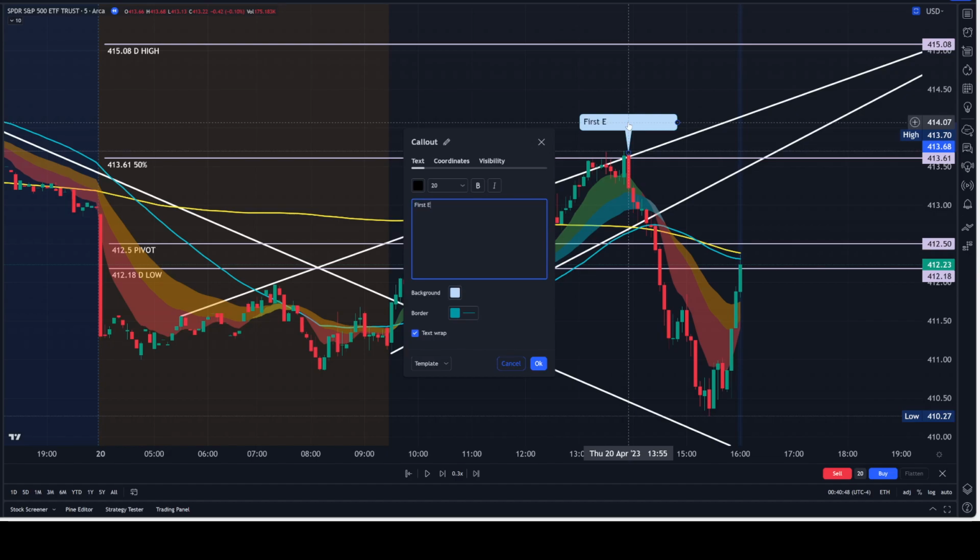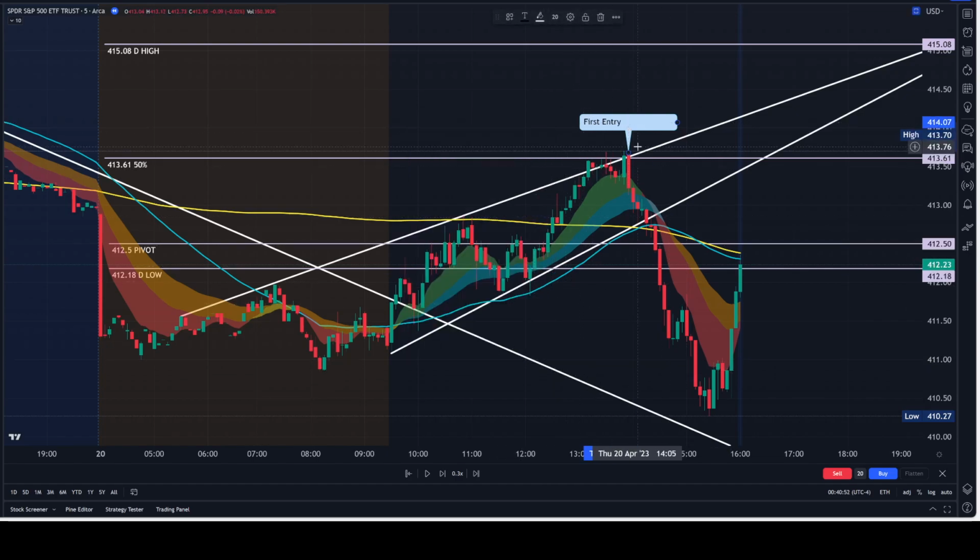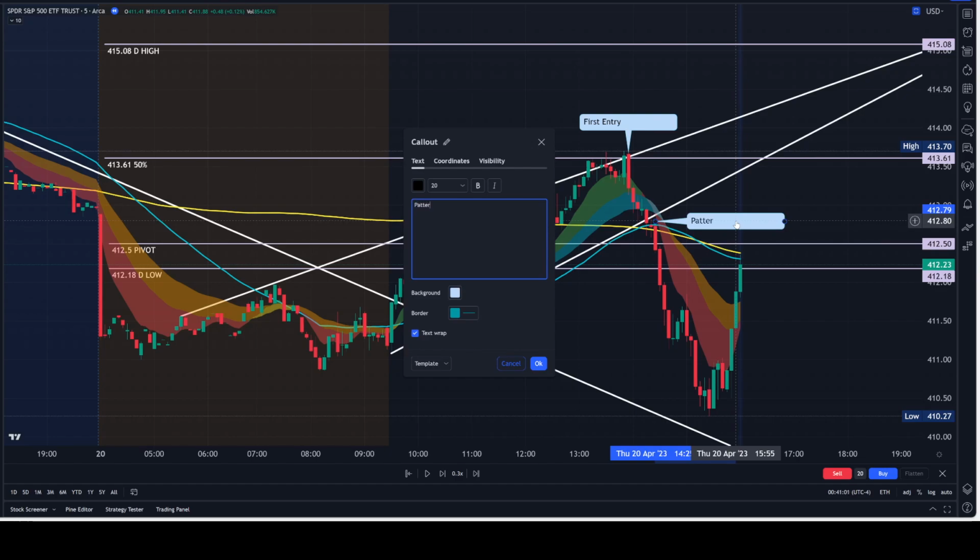First entry, right? Off the 50% rejection and also off the upward trend channel. Your pattern breakout would have been here. Pattern break entry.